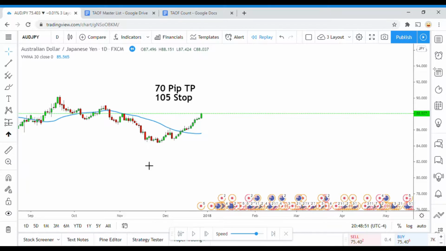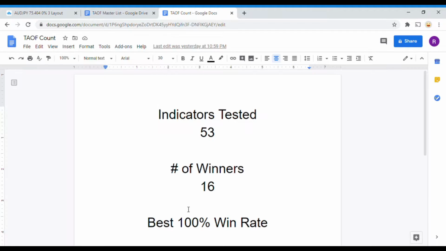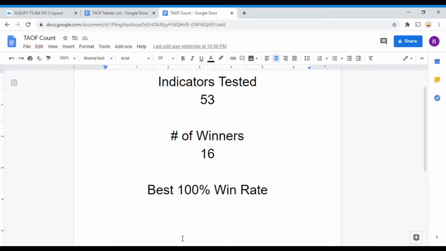Alright, as I said, today we will be testing the volume weighted moving average. But before we do, I wanted to put the indicator scoreboard up for everyone to see. So to date, we have tested 53 indicators, and out of those 53 indicators, 16 of them have been winners, which means that they have met or exceeded the 60% win-loss ratio threshold that we have set. The best one so far was able to achieve a 100% win rate.